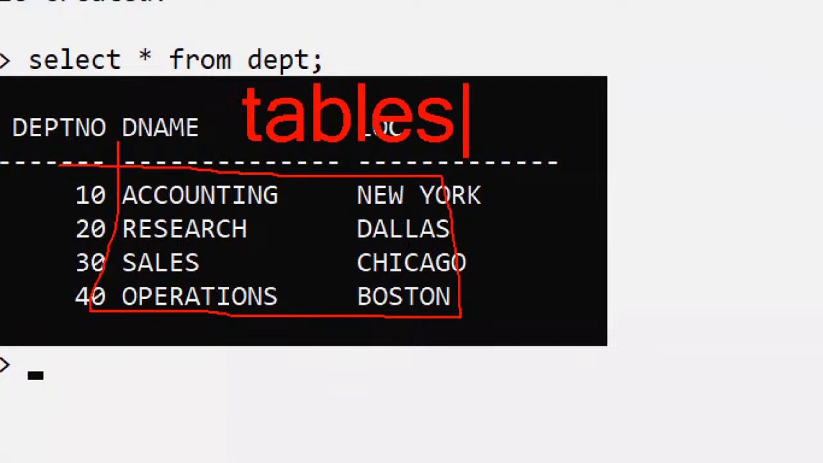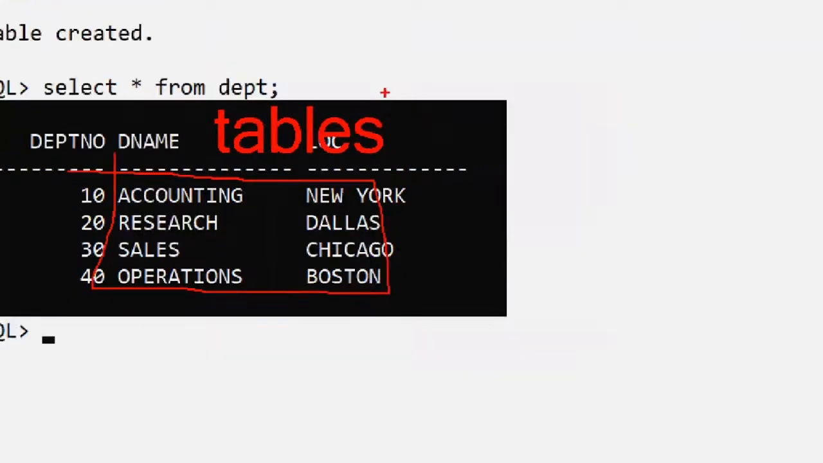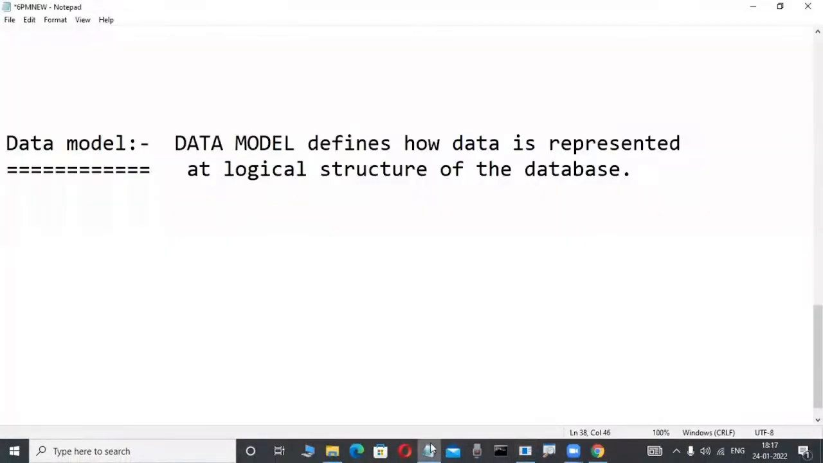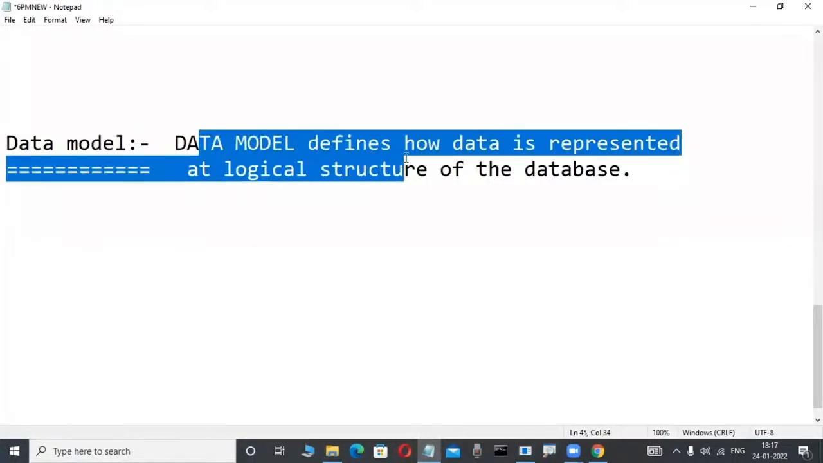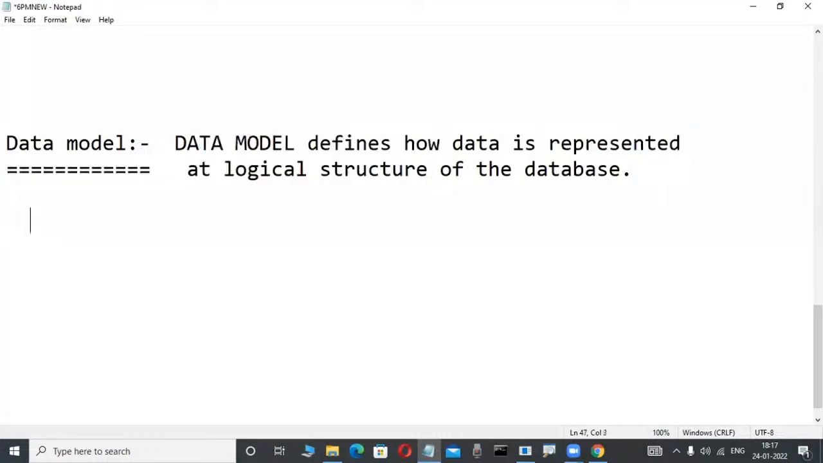Hierarchical data model, network data model, and some other data models existed. IMS and IDMS software existed in those days. But nowadays, observe here, a data model defines how data is represented at the logical structure of the database. Now check it out, concentrate here. From 1970 onwards this data model is there. Where Oracle comes in, we will learn next. First, just roughly observe here.